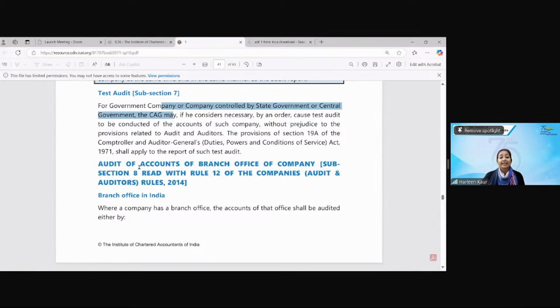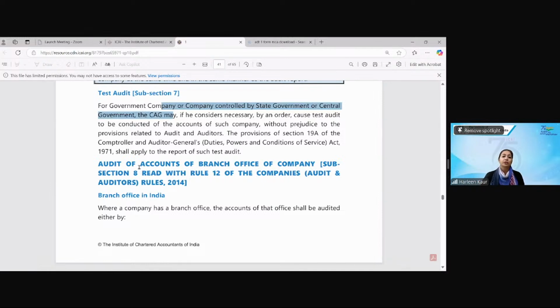Is that clear, children? Any doubts in audit of government companies? Powers given to the auditor of the government companies. I hope it's clear. If you have any doubts, please feel free to ask, because now we'll be moving to the branch audit, and you can raise your hands if you want to ask any doubts. Okay, no doubts? Good.